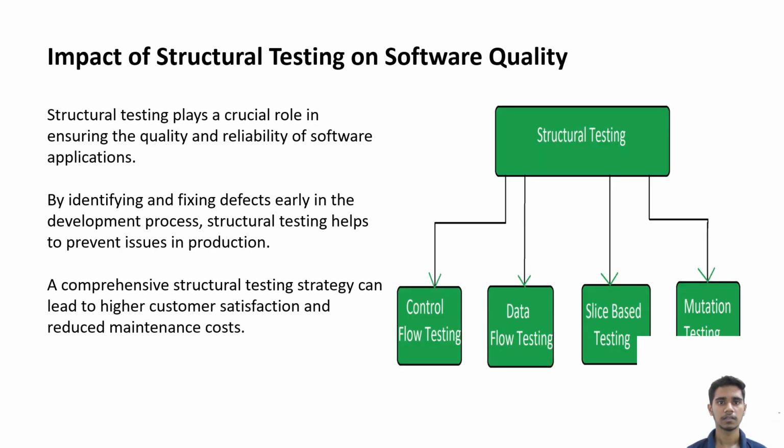Impact of structural testing on software quality. Structural testing plays a crucial role in ensuring the quality and reliability of software applications. By identifying and fixing defects early in the development process, structural testing helps to prevent issues in production. A comprehensive structural testing strategy can lead to higher customer satisfaction and reduced maintenance costs.